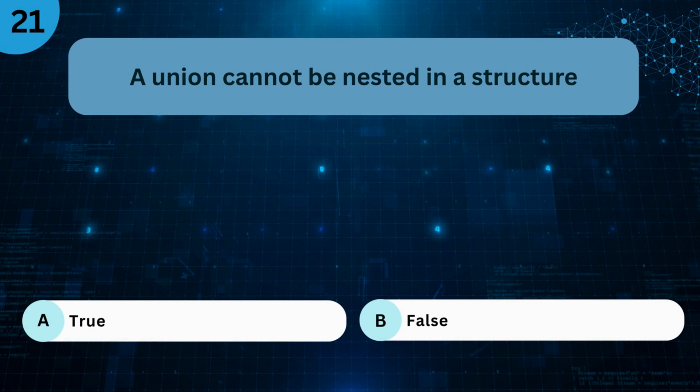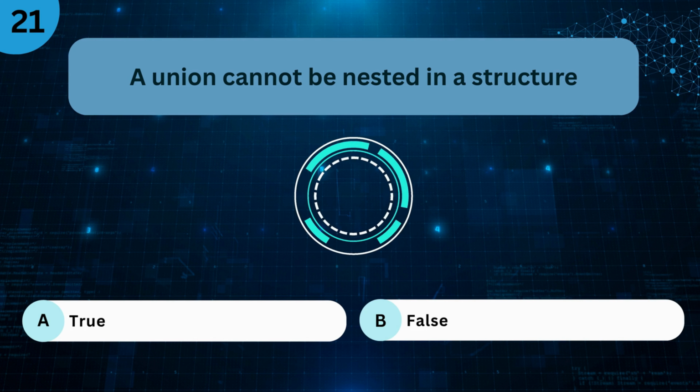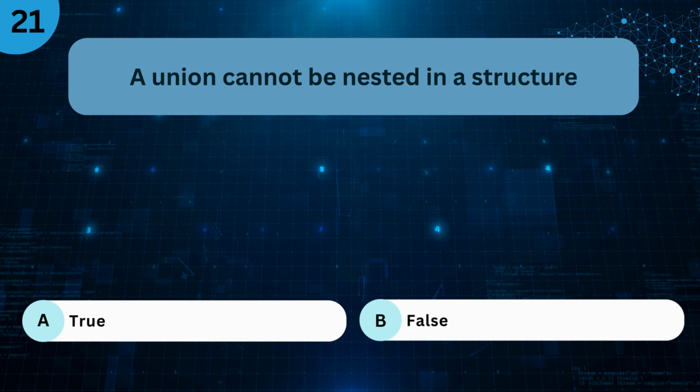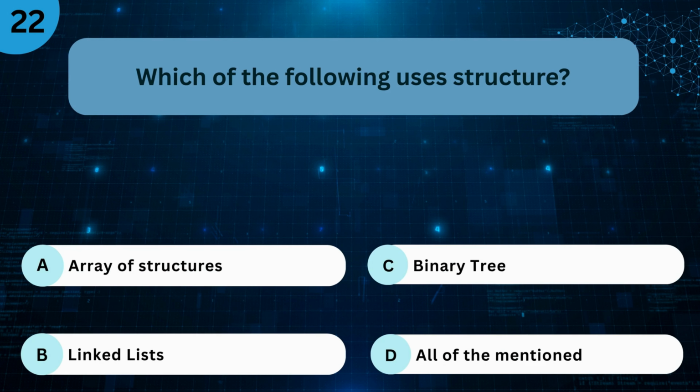A union cannot be nested in a structure. A. True. B. False. The right answer is B. False.